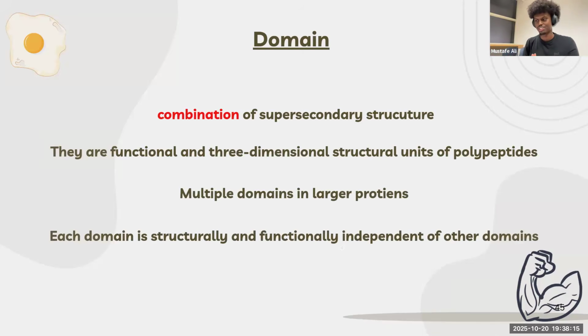Each domain is structurally and functionally independent of other domains. A good example could be, let's say you have a channel and there is a binding site for that channel, the ligand that binds onto it and causes the channel to open. This is called a domain. This site is called a domain because it has its own function and its own structure. A domain is basically just a combination of supersecondary structures.